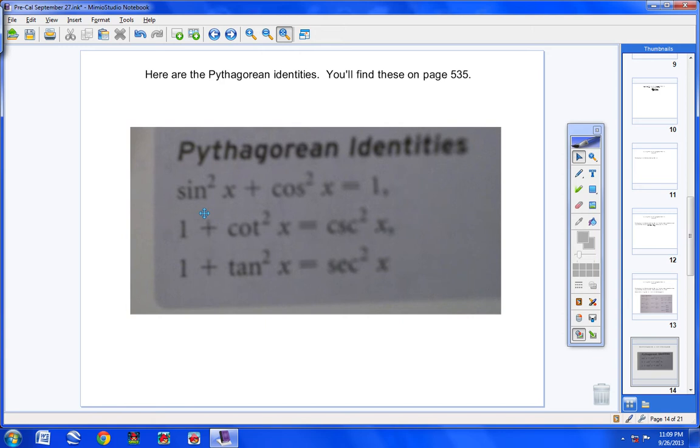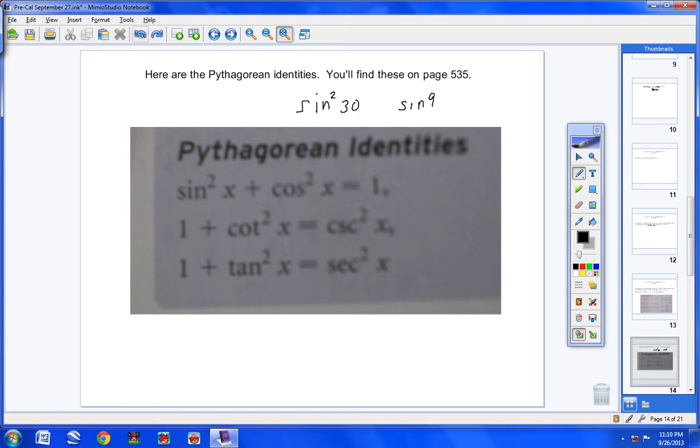Now, I would like to say to you very quickly, when you see sine squared x or cotangent squared x or any of these trig identities that are squared, it does not mean this. When you see sine squared of 30, that does not mean the sine of 900 degrees. In other words, 30 times 30.